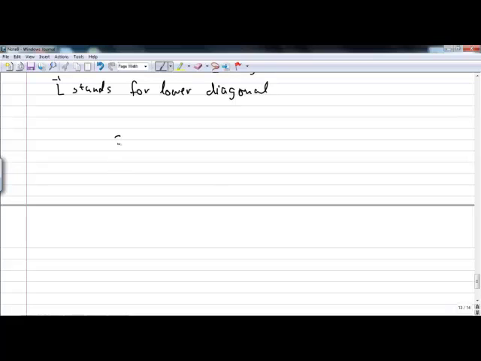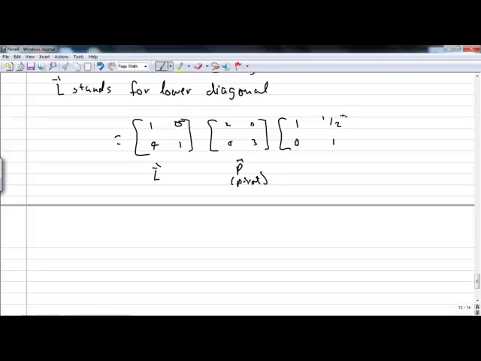We see that L is a lower diagonal matrix, U is an upper diagonal matrix. We can also write this equation, L multiplied by our pivots multiplied by this matrix U, where we factored the pivots out.